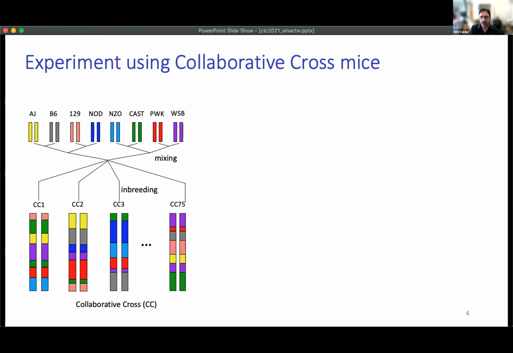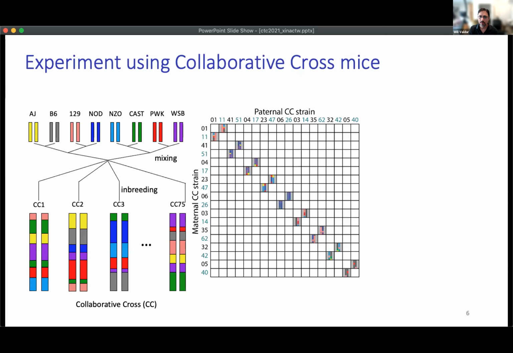So fast forward a bit, and Fernando, Lisa Tarantino, and I were still working on an experiment that uses collaborative cross mice. This is a collaborative cross, 8 inbred strains that are used to generate these 75 odd recombinant inbred strains. And the experiment we were working on wasn't really anything to do with X chromosome inactivation, but it had this kind of structure. So this is really a series of F1 crosses between CC strains.